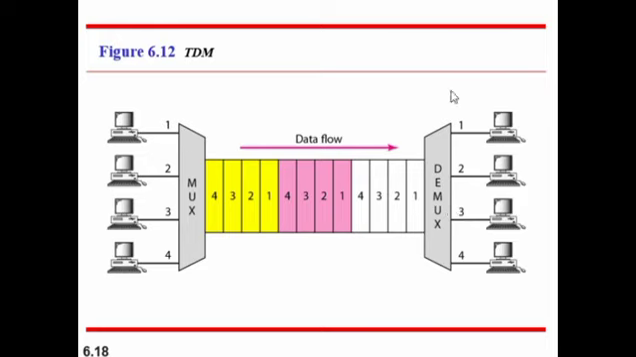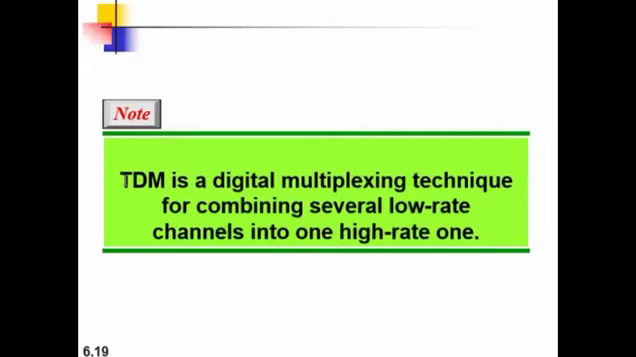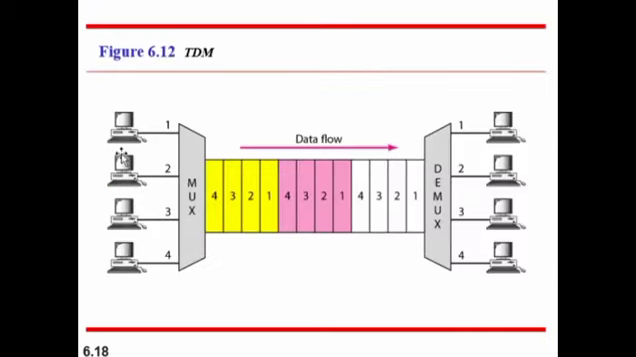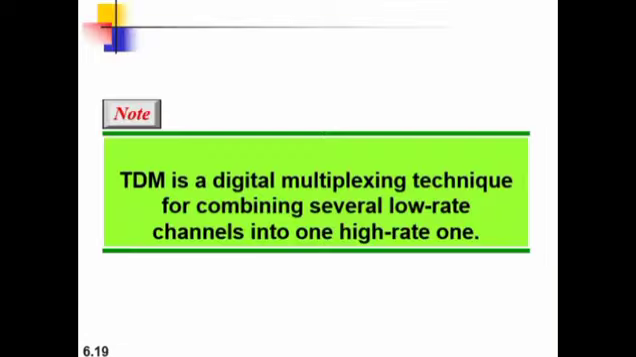So TDM is a digital multiplexing technique for combining several low rate channels into one high rate channel. See, here we are having signals of very low rates. That is, 1 is a very low rate, 2 is a low rate, 3 is a low rate, and 4 is also a low rate. So we'll combine all these and we will generate one link of very high strength. See, we have combined them here. So this is the function of time division multiplexing, that it is converting the low rate channels into one high rate one, right?